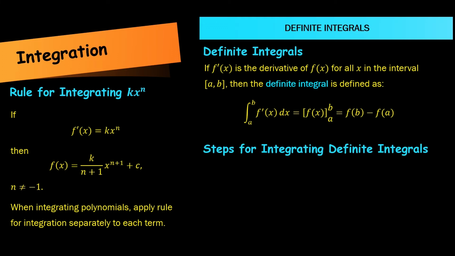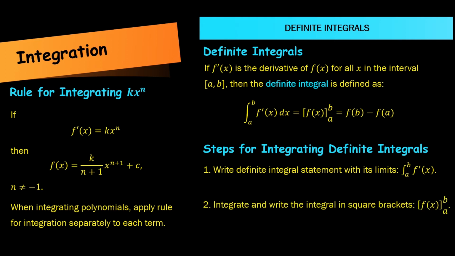We will now take a look at the steps for integrating definite integrals. First, write the definite integral statement with its limits, as shown. Next, integrate and write the integral in square brackets, as shown. And finally, evaluate the integral by working out f of b minus f of a.